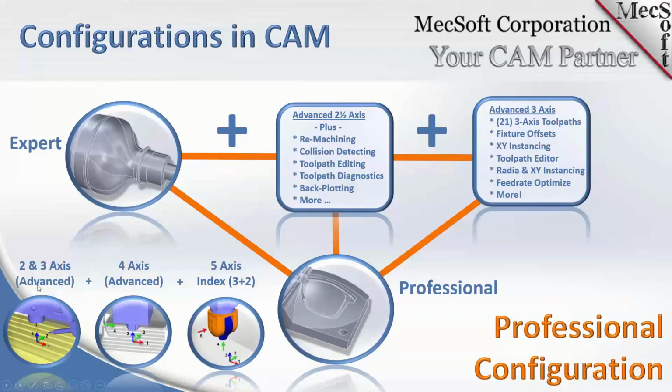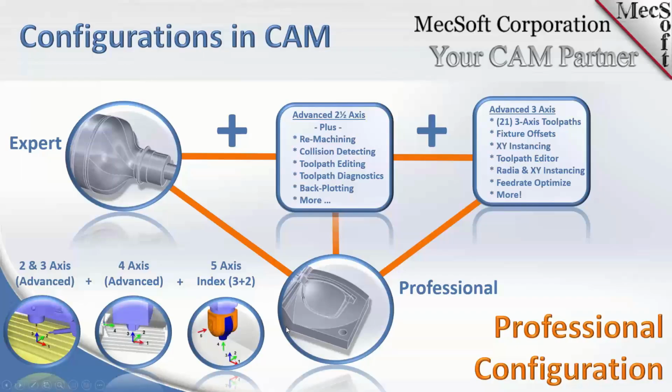You get the Express and the Standard configuration, which is all of our advanced 2-axis, and you get the standard 3-axis operation types. You get all of the 4-axis that we just mentioned, the continuous 4-axis machining and indexed, what we call 4+1 machining. And then also you have what we call our 3+2, which is basically just indexed setups that you can use to cut your part from multiple sides.